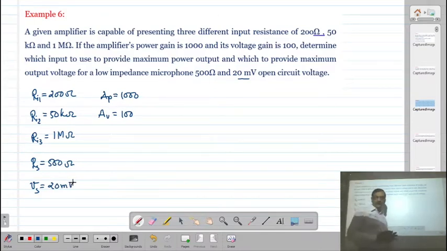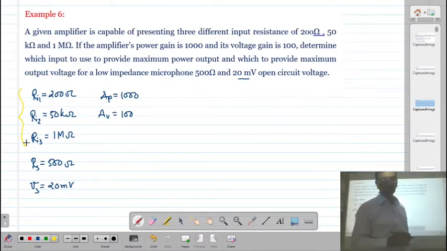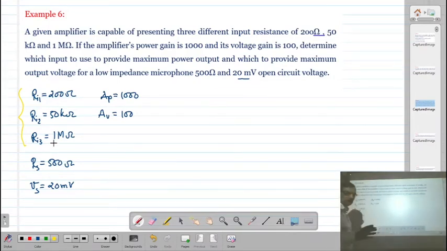So what is the problem here? That which input resistance I have to use to get the maximum output power, and which input I have to use to get the maximum output voltage. Correct? So here for three different values of the input resistance, I have to calculate the output power and the output voltage. Then only I can decide which input I have to consider. Correct? And for that, here we will calculate.